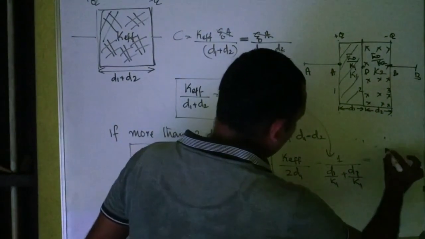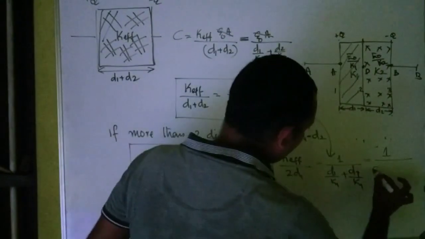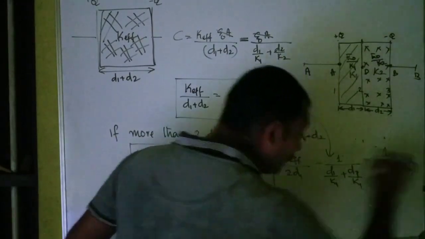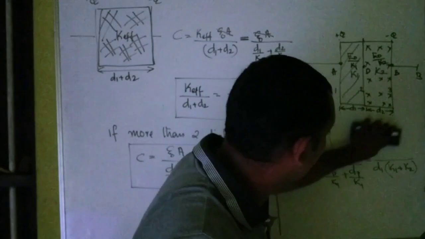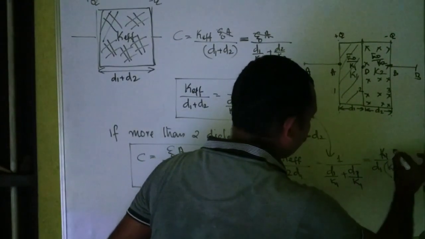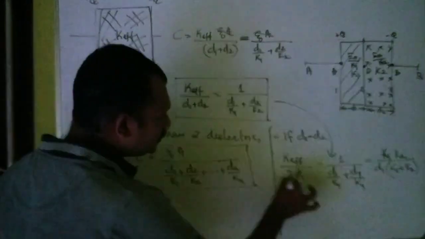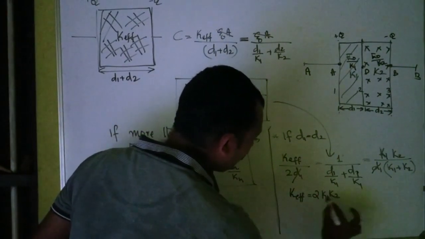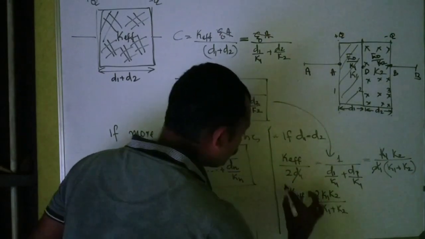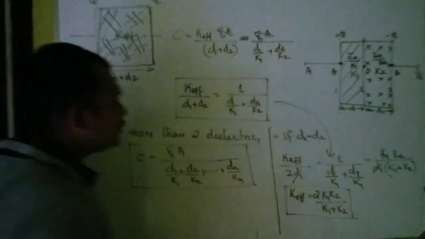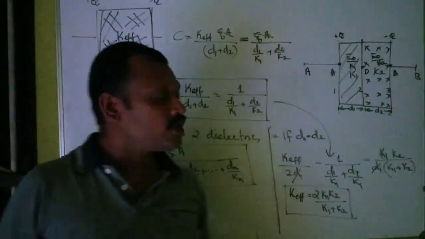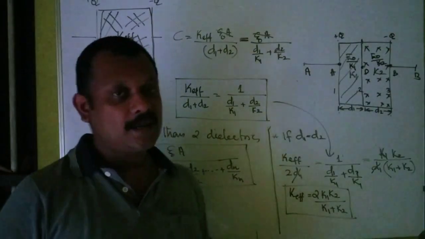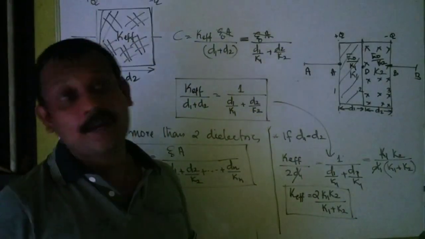Now this can be written as 1 divided by D1 taken as common factor, and taking LCM, this is K1 plus K2 divided by K1 K2. That K1 K2 I am taking to the numerator, which means I can cancel this 2, and I will get K effective is equal to 2K1 K2 divided by K1 plus K2. This is the effective dielectric constant when 2 different dielectrics having the same thickness are inserted between the plates of a parallel plate capacitor.